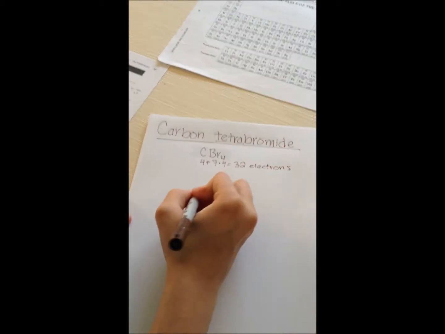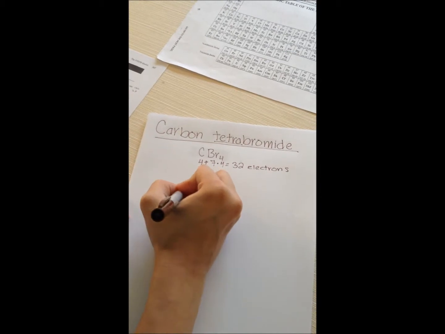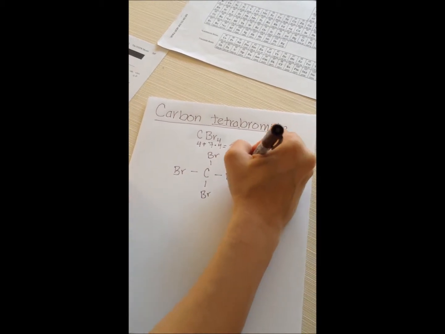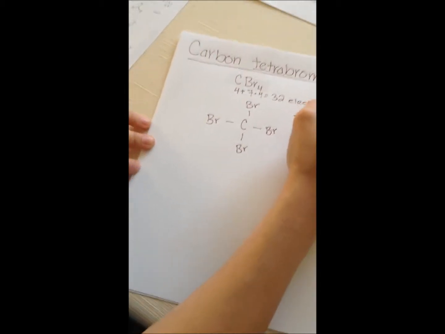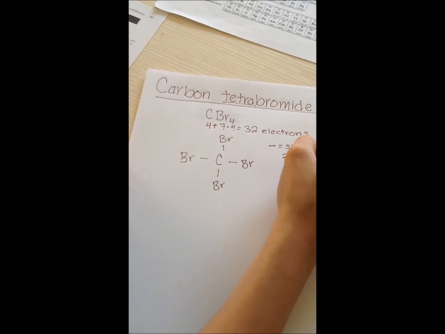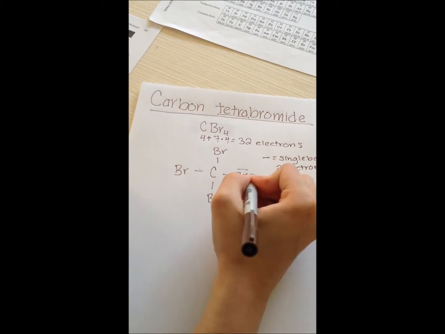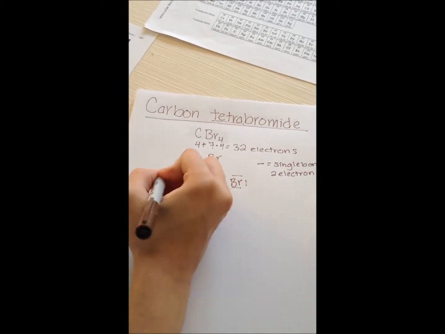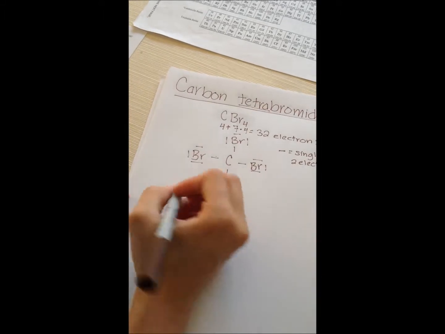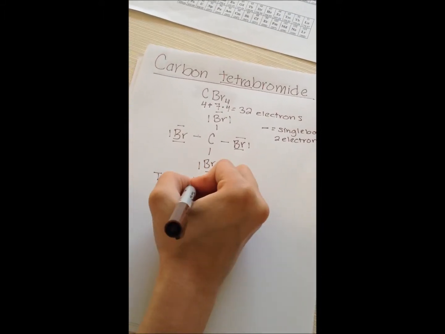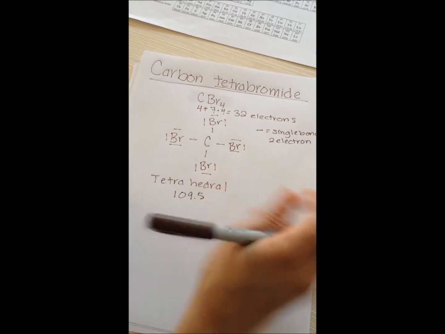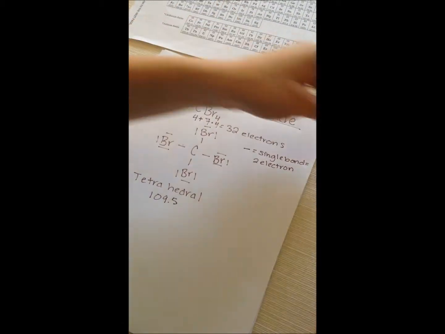Carbon is going to be our central atom, and it's going to be single bonded with bromide four times. And remember, a line equals a single bond, which equals 2 electrons. So we have 2, 4, 6, 8, 10, 12, 14, 16, 18, 20, 22, 24, 26, 28, 30, 32. This Lewis structure's name is a tetrahedral with an angle of 109.5. Next, we're going to do the 3D model, and we're going to get our pieces here.